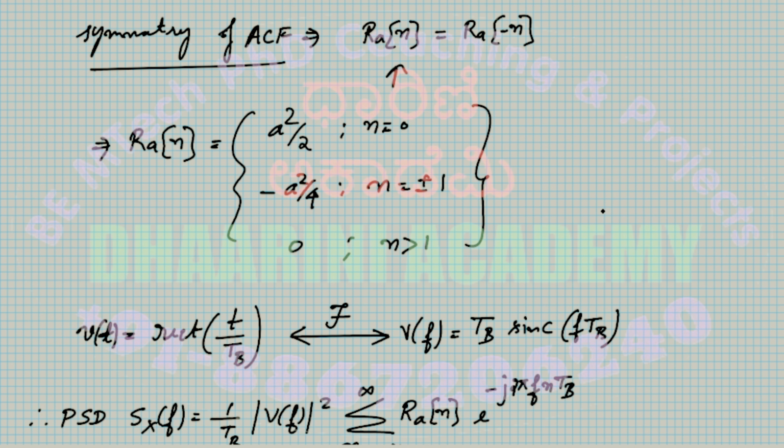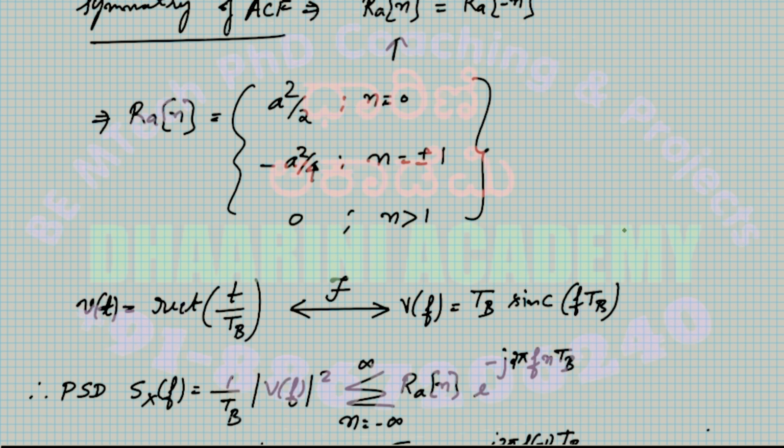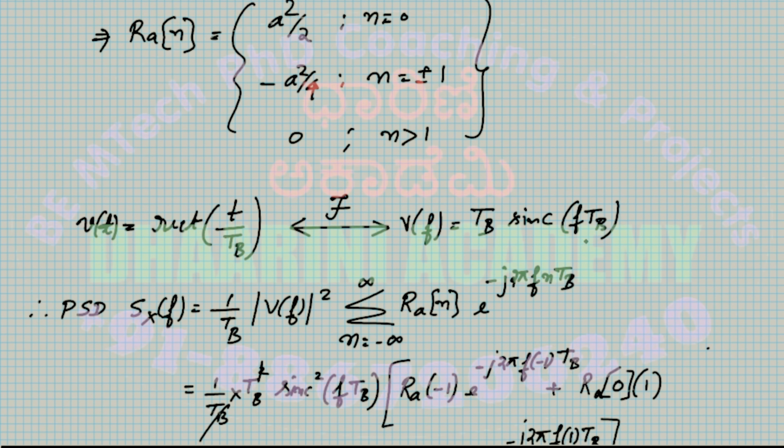Okay? And it is 0 for n greater than 1. Right. So that's the area of n. Again, the rect function remains the same, rect of t by TB. Take a Fourier representation, you get V of f, capital TB sinc of f TB.